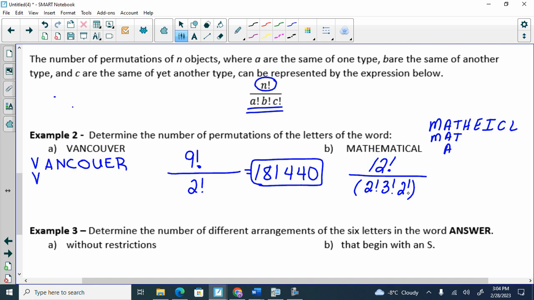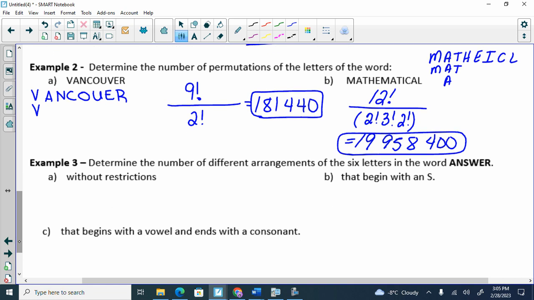I got 19,958,400 different words I can make out of mathematical. And it actually is downsized, because if mathematical had 12 letters that were all different, it would be 12 factorial, which is substantially bigger. Okay? Wouldn't that be nice if that's how they go?